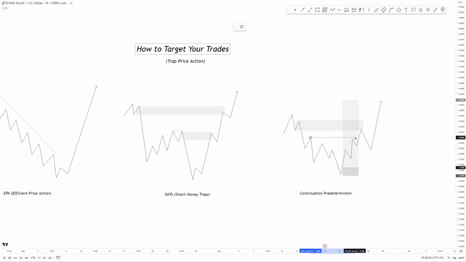So what does that mean? It means it's a valid supply level, and it follows our rules of being valid as well. Now, why can I target above this? Well, you shouldn't really, but if you're in the trade, what you can be doing is waiting for continuation predeterminism. That means that a demand, a continuation order block with inducement will form before sweeping the inducement for this supply.